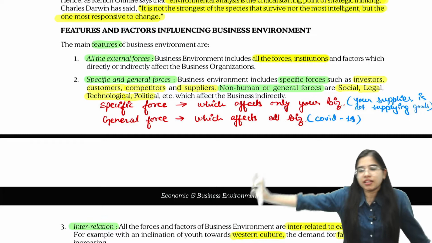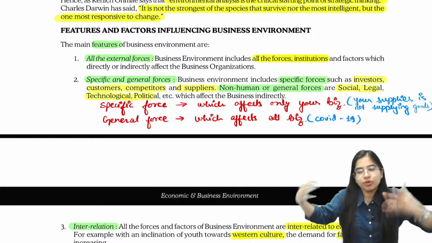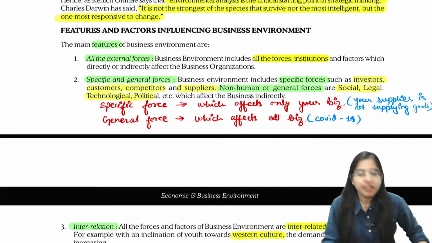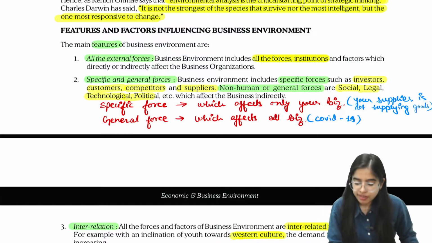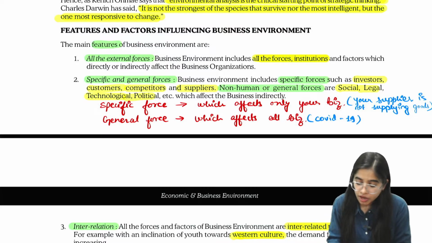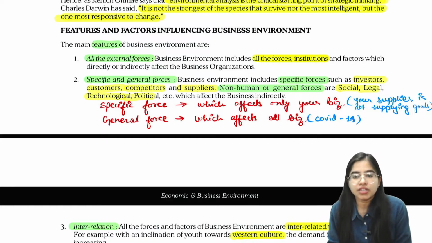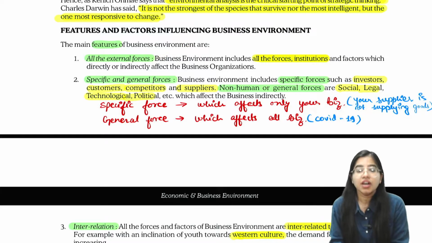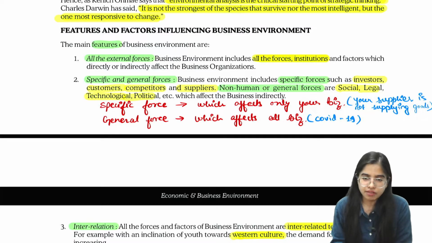Some people are saying that environment includes only your external forces, right? So one of the features is that all the external forces consist of your environment. All the external forces, like your customers, your suppliers, your government, your competitors, all these external forces constitute your business environment.